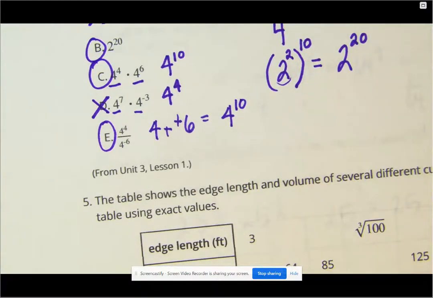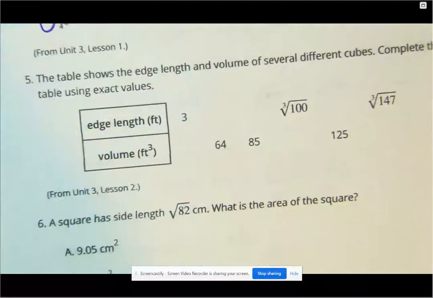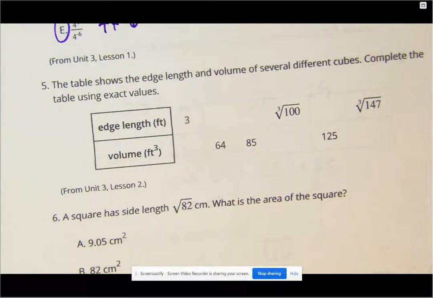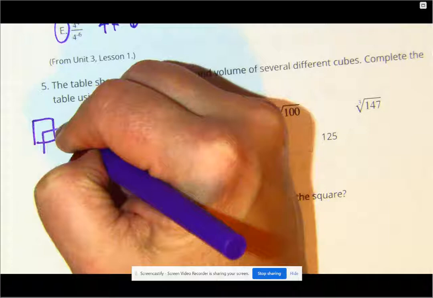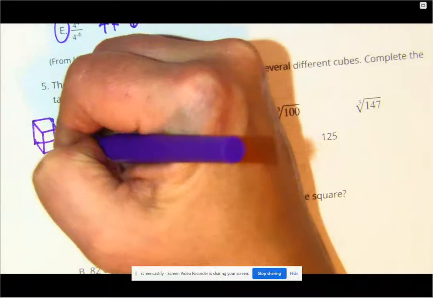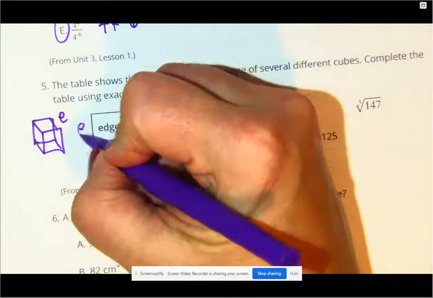All right, from lesson 2, we were talking about square roots and cube roots. It says the table shows the edge length and volume of several different cubes. Complete the table using exact values. So I'm just going to remind you, if you have a cube, if you have the edge, to get the volume, you take the edge and you cube it.